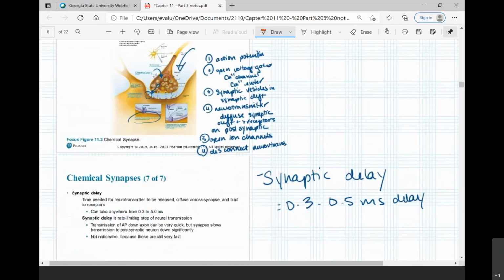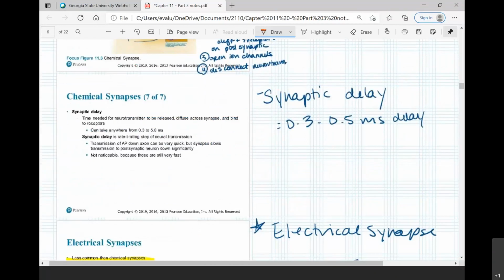So with a chemical synapse, the one we just talked about, we have all of those 6 steps happening, which means it's slow. There is a delay for a chemical synapse, so much so that it can be 0.3 to 0.5 milliseconds of a delay. That does not seem like a very long time, but that actually is a decent amount of time for a delay in some sort of communication. We want communication in our neurons to be very, very fast.